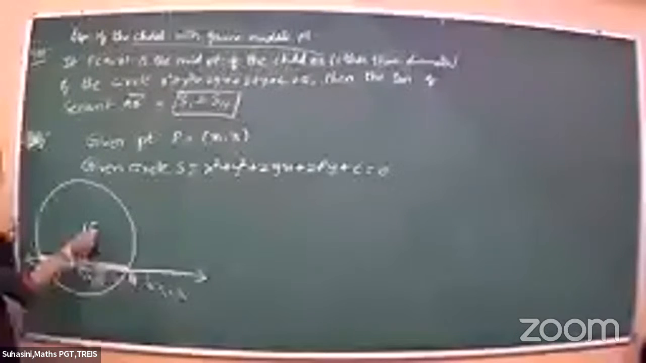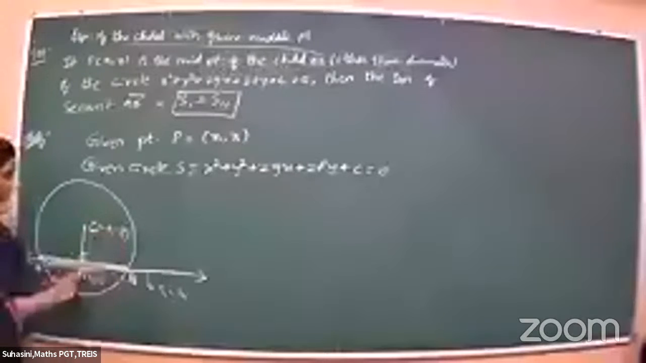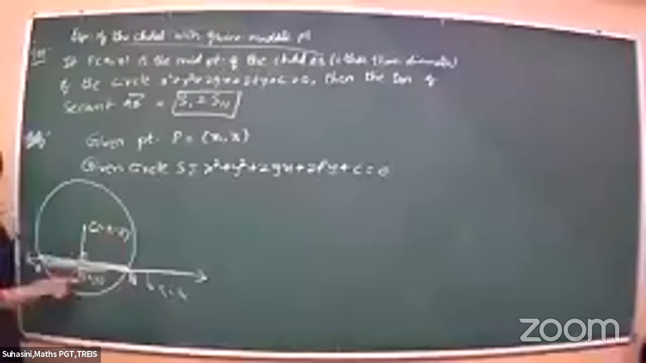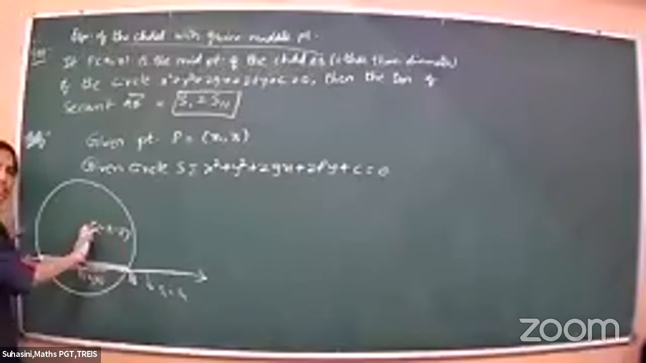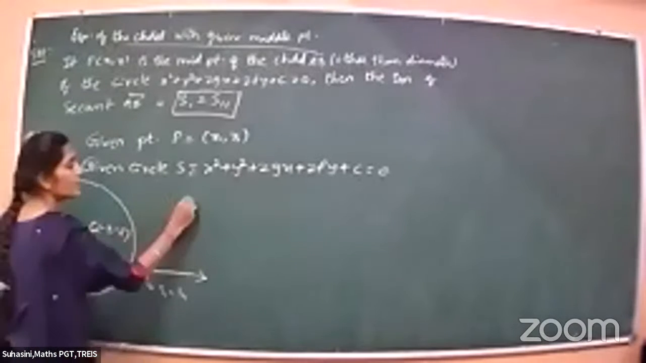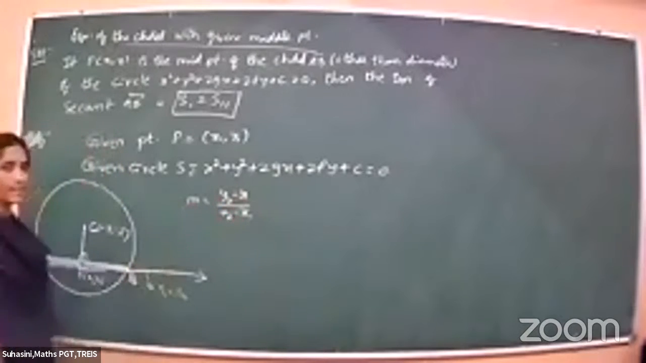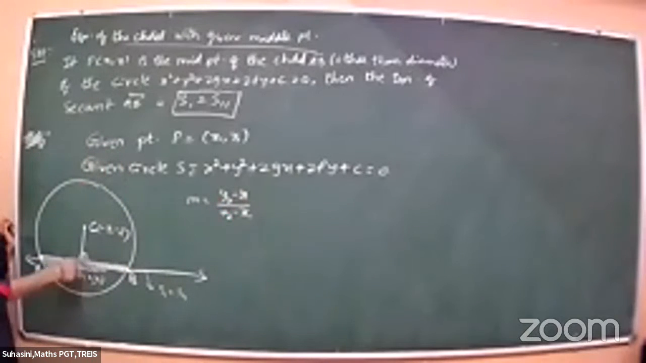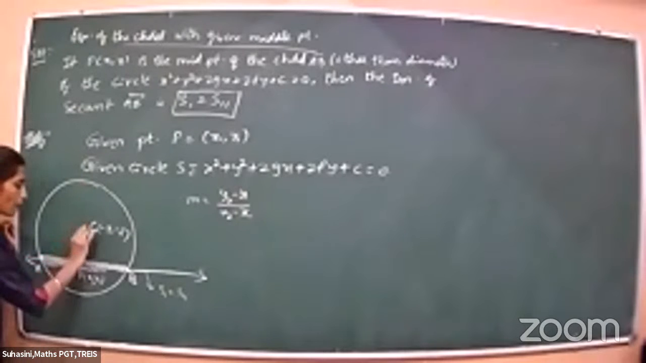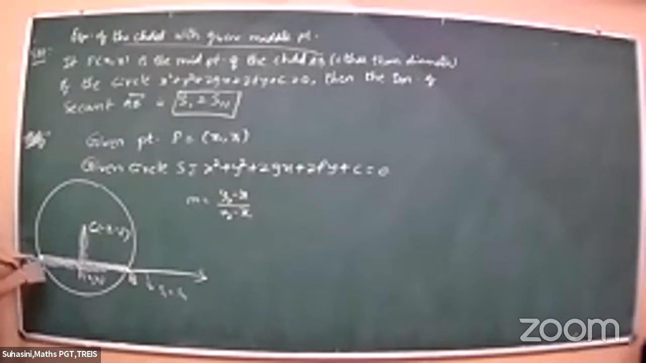Using that concept, we'll find the slope of CP, children. Because C is the center of the circle and P is the given point, the midpoint of the chord. Can we find the slope of CP? Yes, we can. How? Using the formula (y2 minus y1) by (x2 minus x1). This slope of CP, when taken reciprocal with a minus sign, gives us the slope of AB. Isn't it, children? Why? Because AB is perpendicular to CP.